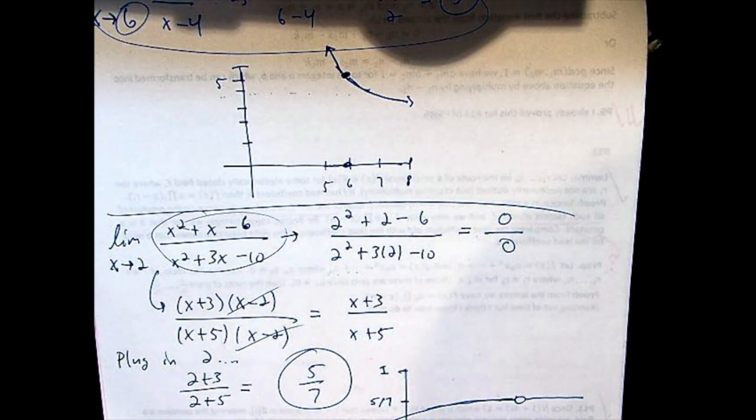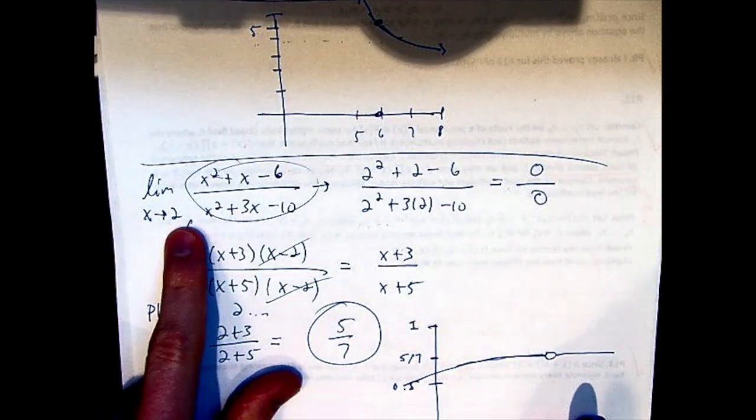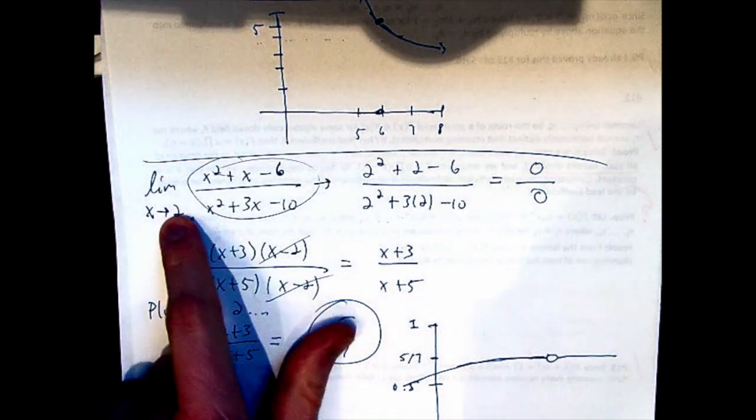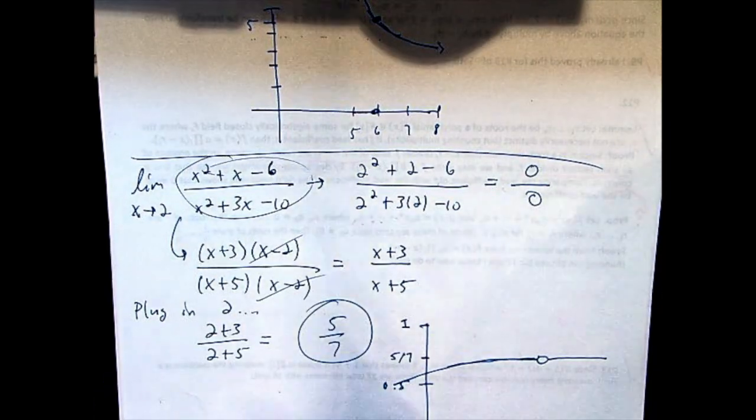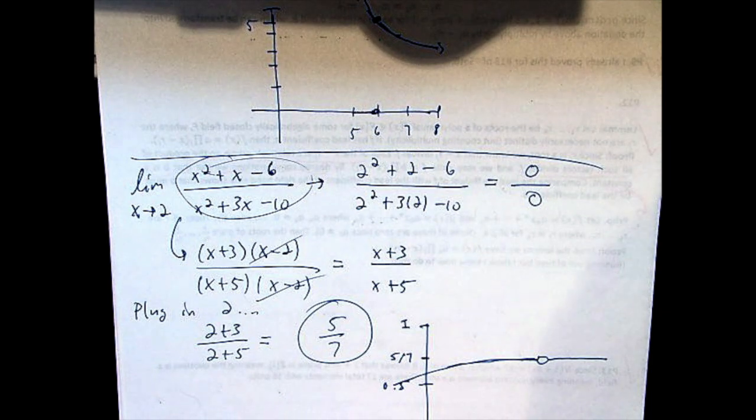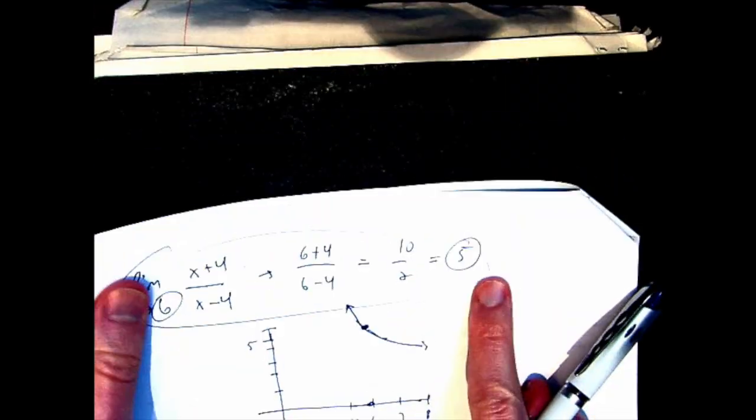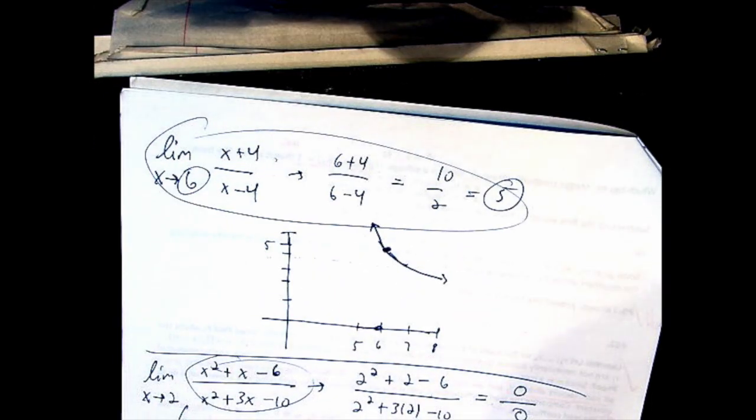So that's just about it. I just want to say one more thing. In general, you're going to follow this procedure, right? You're going to start by plugging whatever this number is here into the function. And sometimes you'll get a perfectly ordinary number, like we did here, 5/7, and that's the value of the limit, and you're done.